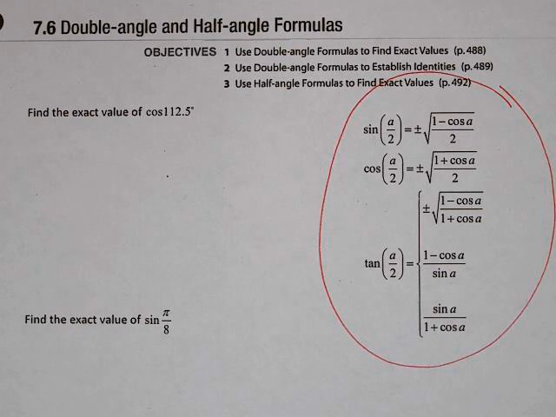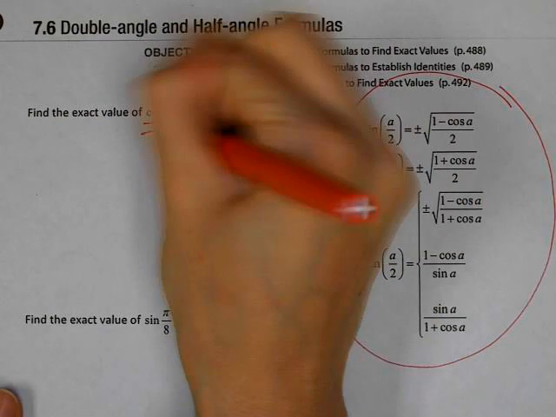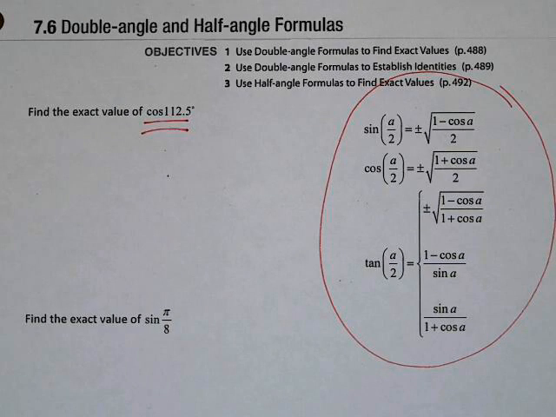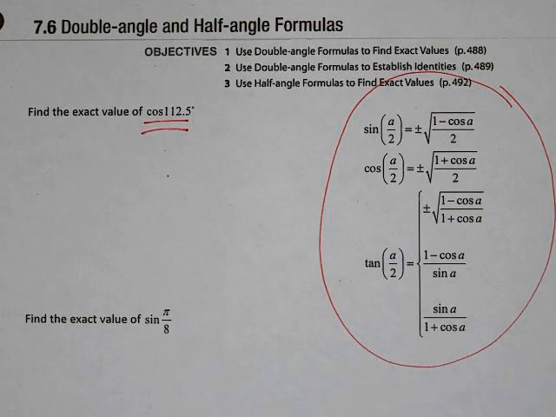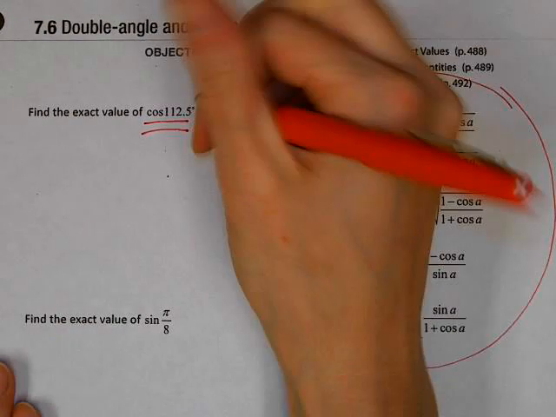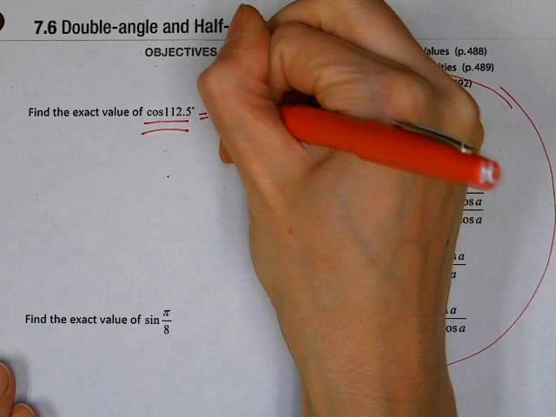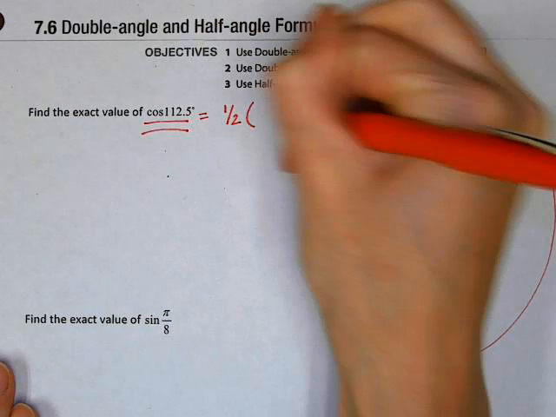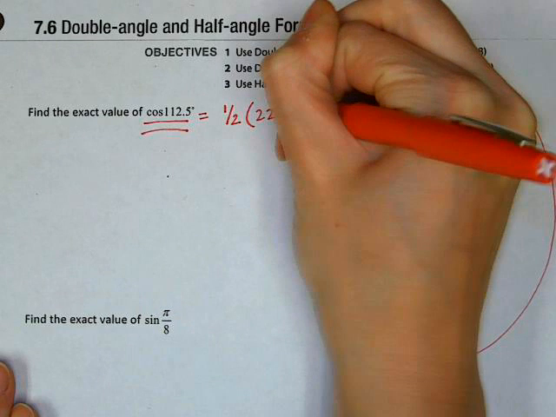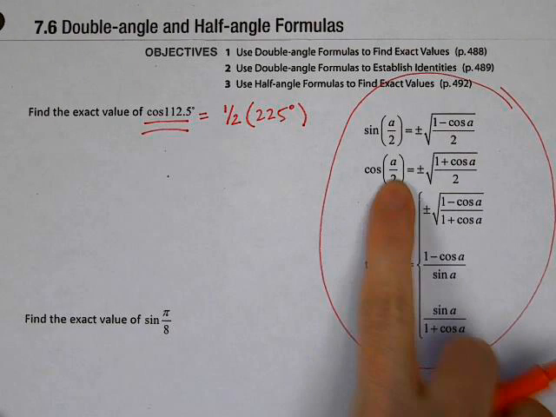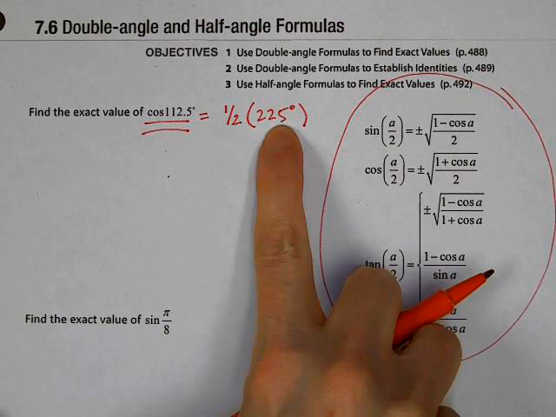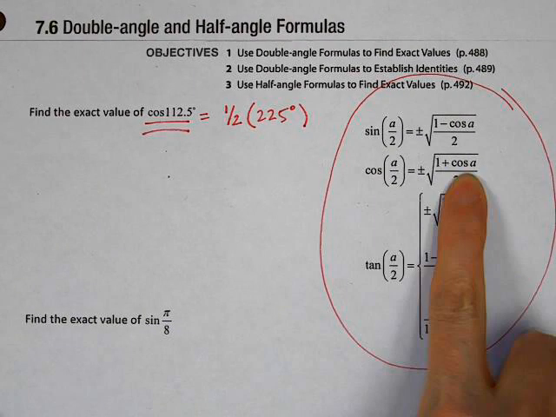Okay, so number 1, find the exact value of cosine of 112.5. Well, clearly that's not on the unit circle, but it's half of an angle that is on the unit circle. So 112.5 is really half of 225 degrees. So we can use the cosine half angle, plugging in 225 for A, and then we'll be able to find its value.